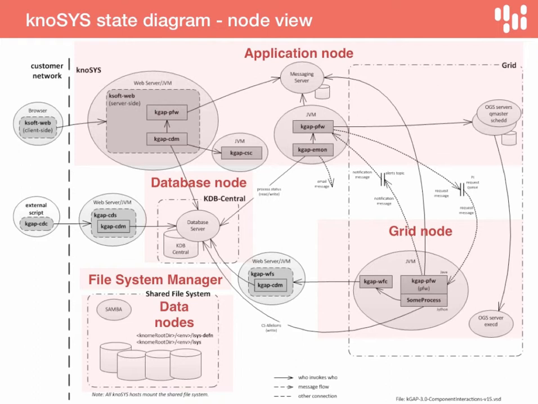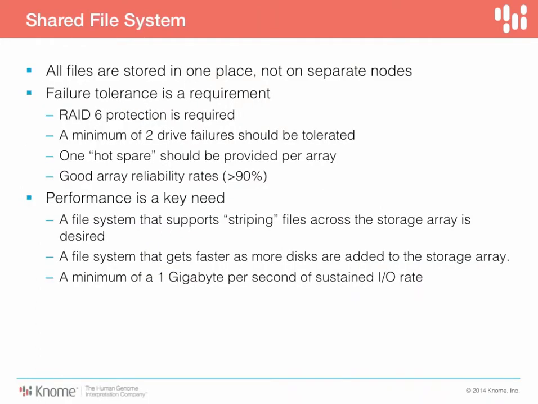So now I want to talk a bit about a shared file system. A lot of text here, but basically there are really 3 points, and the details are underneath. Shared file system, as I said earlier, everything's stored in one place, not on separate nodes. You need something that's failure tolerant, and you need performance. So at a high level, those are the 3 things that you need.